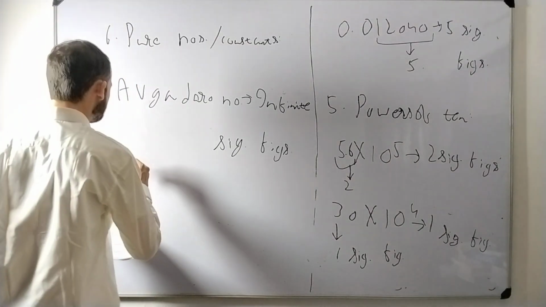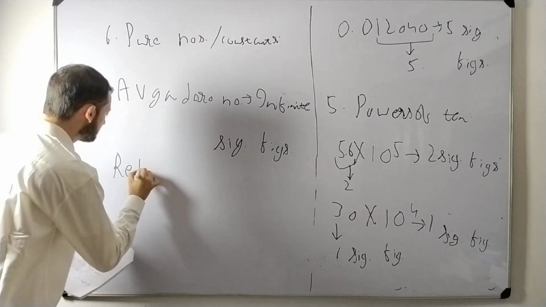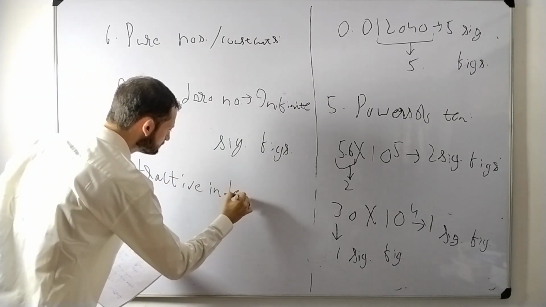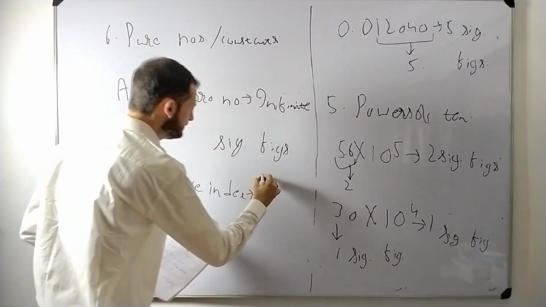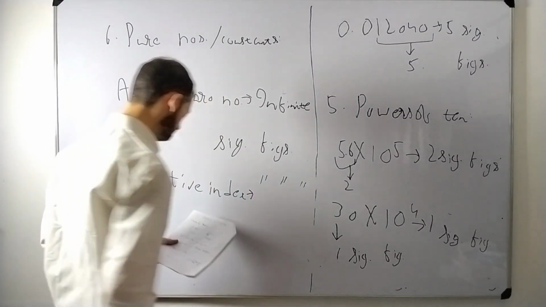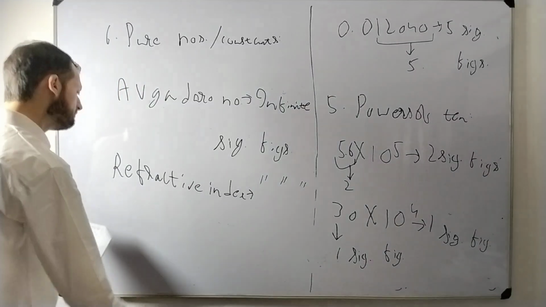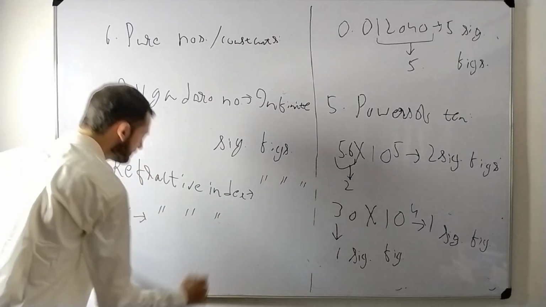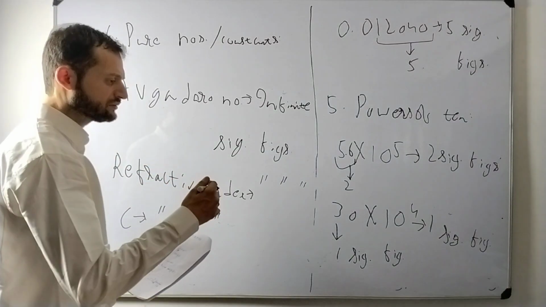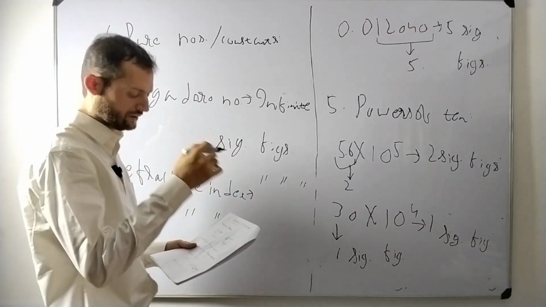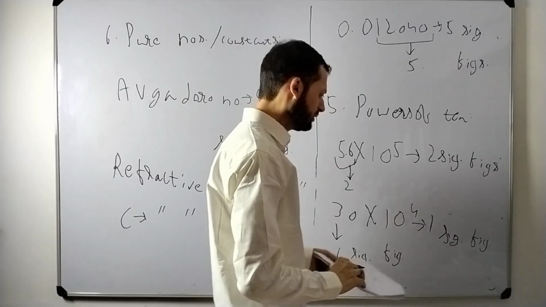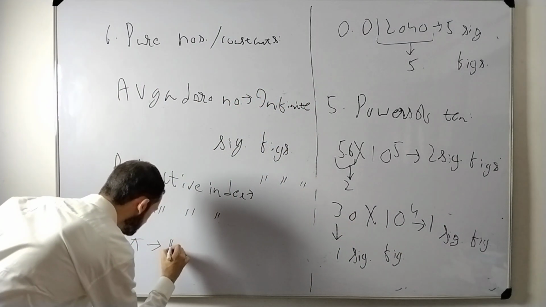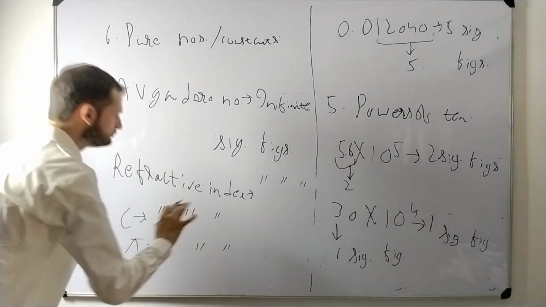So does the refractive index, because what is refractive index? It is a constant. So again, infinite significant figures. Same thing, infinite significant figures, even the power 10 raised to power 8. Pi also, infinite significant figures. So I will stop here.